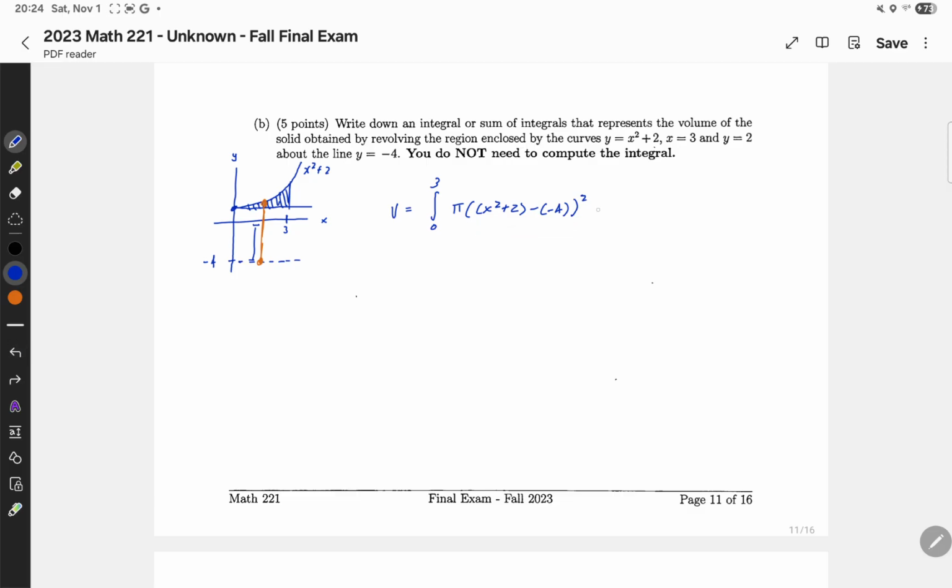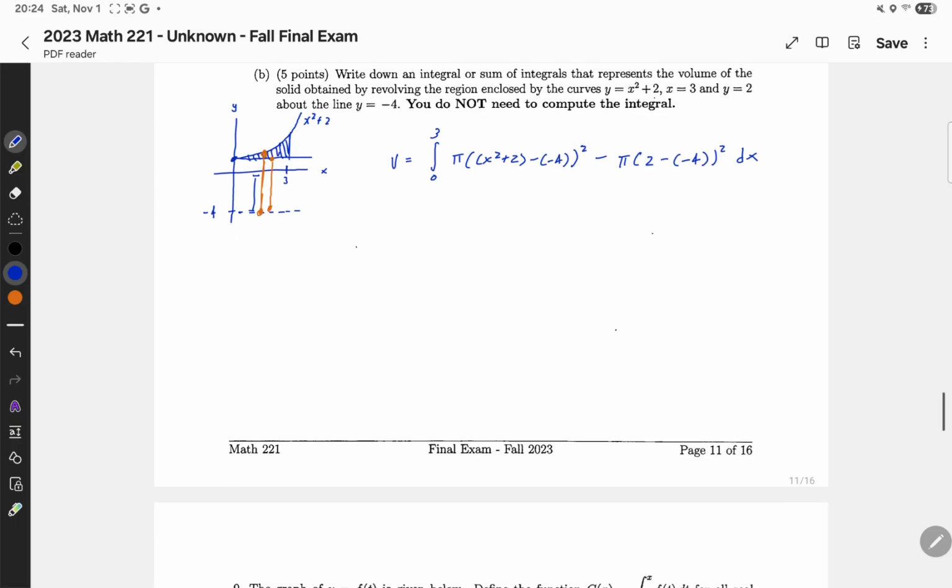Now we can subtract this inner radius. That's going to be the radius from this bottom part down to here. To calculate that, of course, multiplied by pi, so it's a circle. To calculate that radius, the top edge is just going to be y equals 2, and we're going to subtract -4, just like this. Square it, and dx, just like that. And it's not clear about simplifying, so this may be okay.